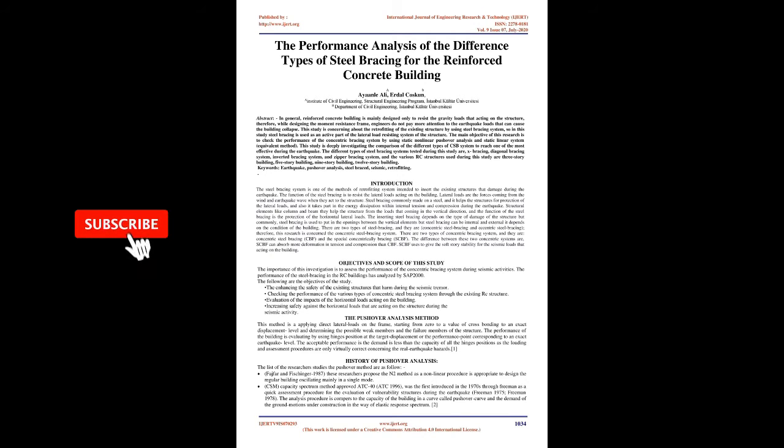The performance analysis of the different types of steel bracing for the reinforced concrete building. Abstract. In general, reinforced concrete buildings are mainly designed only to resist the gravity loads acting on the structure. Therefore, while designing the moment resisting frame, engineers do not pay much attention to the earthquake loads that can cause the building to collapse. This study is concerned with the retrofitting of the existing structure by using a steel bracing system.